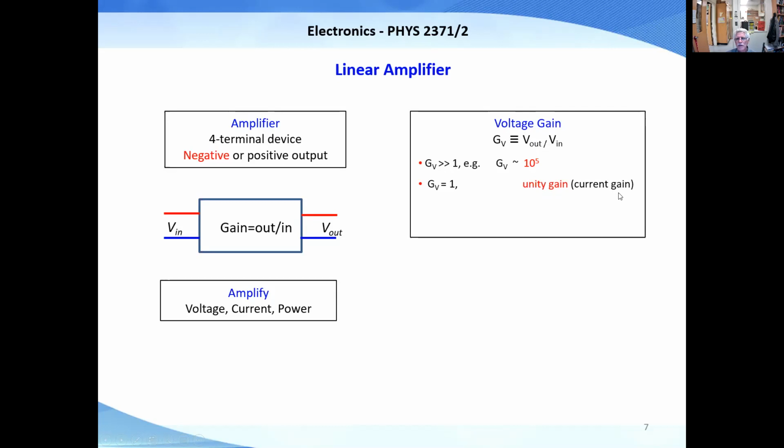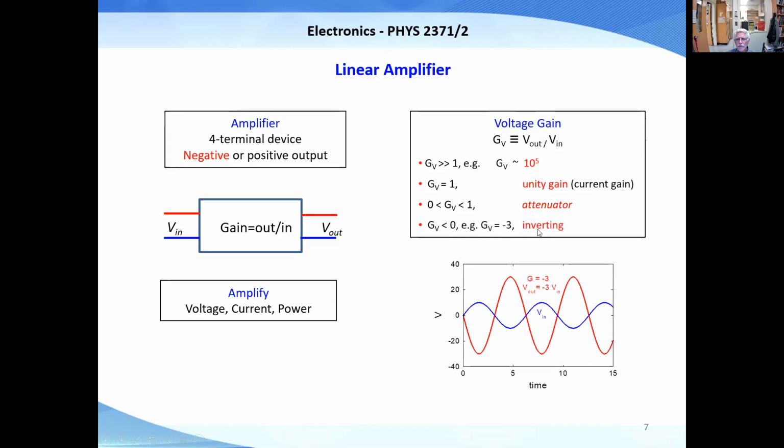Sometimes you just want to amplify the current and not the voltage, and that's used a lot in digital circuits. You can have an attenuator. If the gain is between 0 and 1, what you get out is less than what you put in, and that's an attenuator.